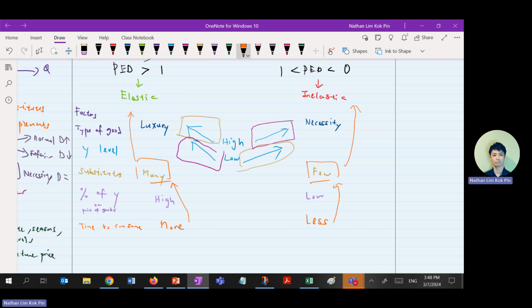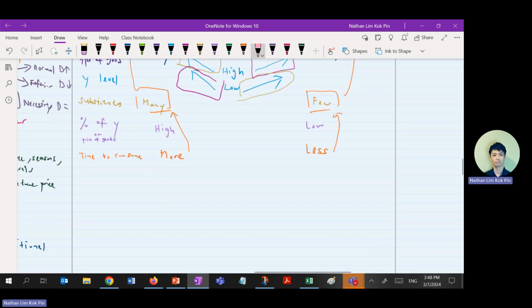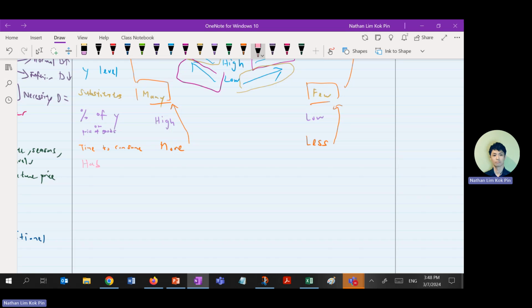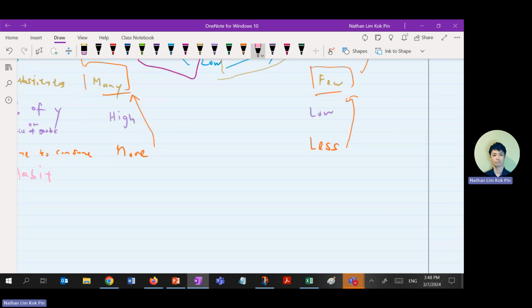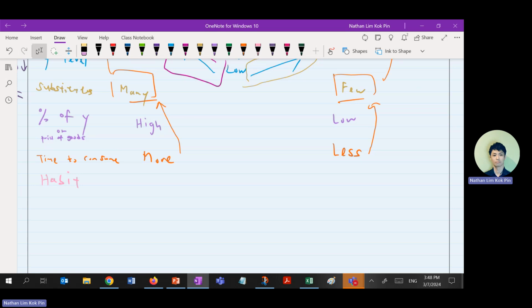One more is what? Any other factors that affect PED? One more is habit, right? Not hobbit. Right, habit. Do you have the habit of eating junk food? Okay. Or the habit of eating healthily? Which type of habit do you have? Are you a herbivore? Or you're a carnivore? Or you're omnivore? All these are different habits.